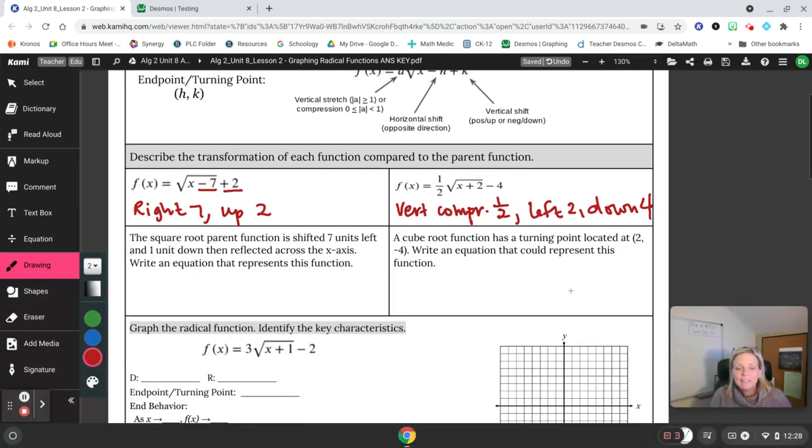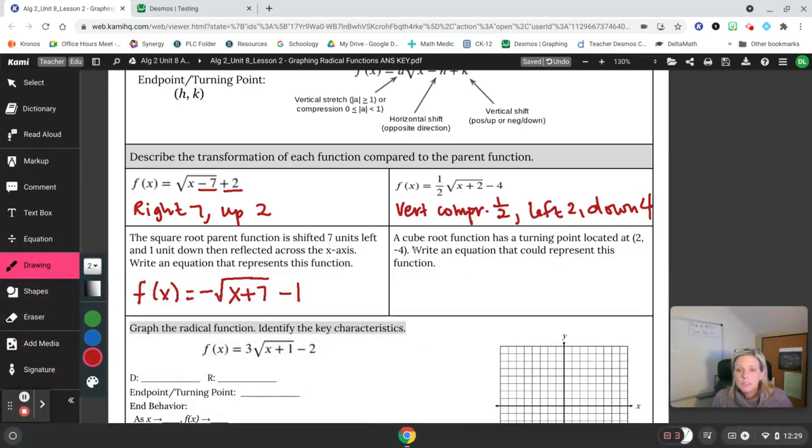Okay. The next two questions are giving us a description of the transformation and asking us to write the function. So this tells us the square root parent function. So I'm going to go ahead and start with f of x equals. It's a square root function, so I know I'm going to need a square root. It tells me it shifted 7 units to the left, which is a -7. So x minus a negative ends up being a positive. And 1 unit down would be -1. And then it's reflected across the x-axis, so we've got to put a negative out front to show that reflection.